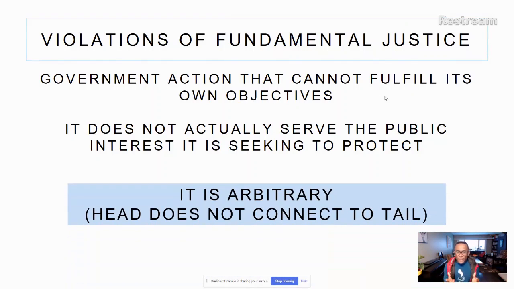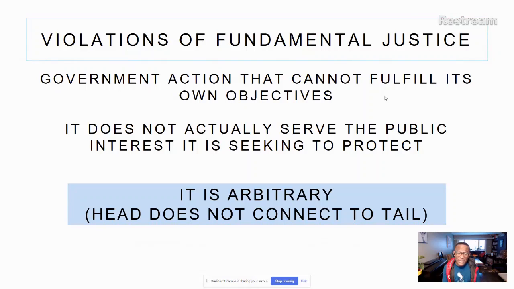In lawyer terms, we say that the law or action of government is arbitrary. The head does not connect to the tail, right? So the head is the objective and the tail is the action. And those two things don't align at all. If government action is arbitrary, that's a violation of fundamental justice.